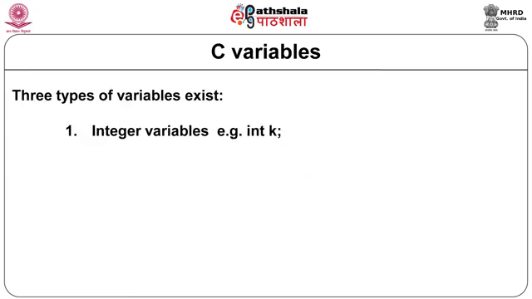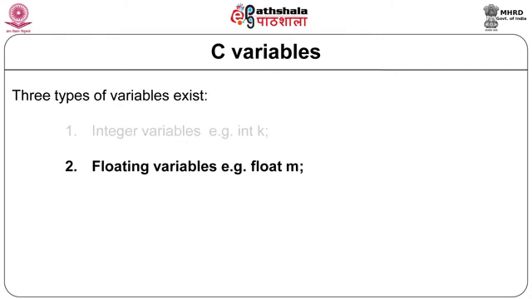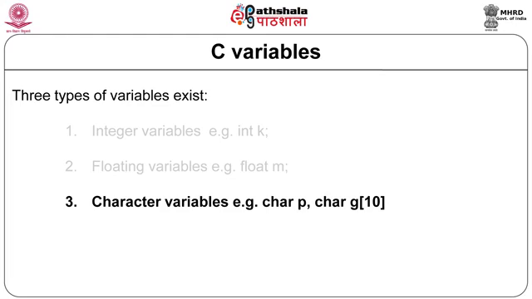There are 3 types of variables: integer variable, float variable and character variable. For integer variables, we have to write int as a data type and then the variable name. For floating variables, we have to write the data type as float and then the variable name. In character variables, we have to write the data type as char and then the variable name. Here char P or char G[10] is considered a character variable.